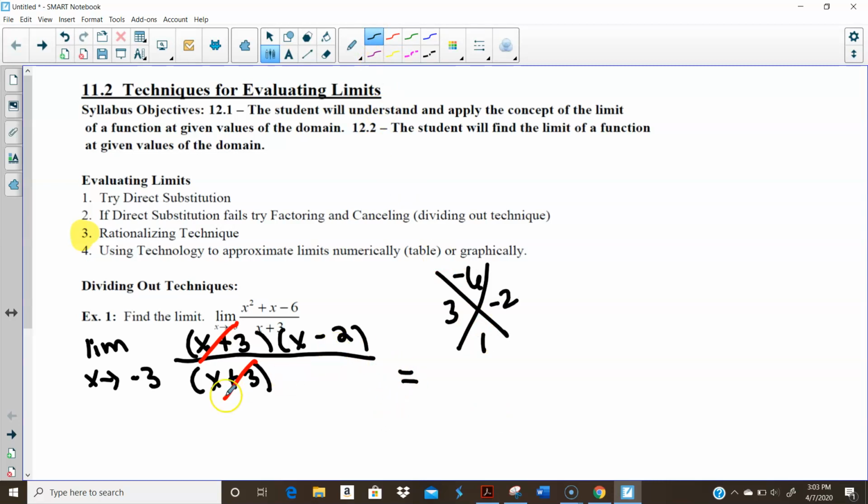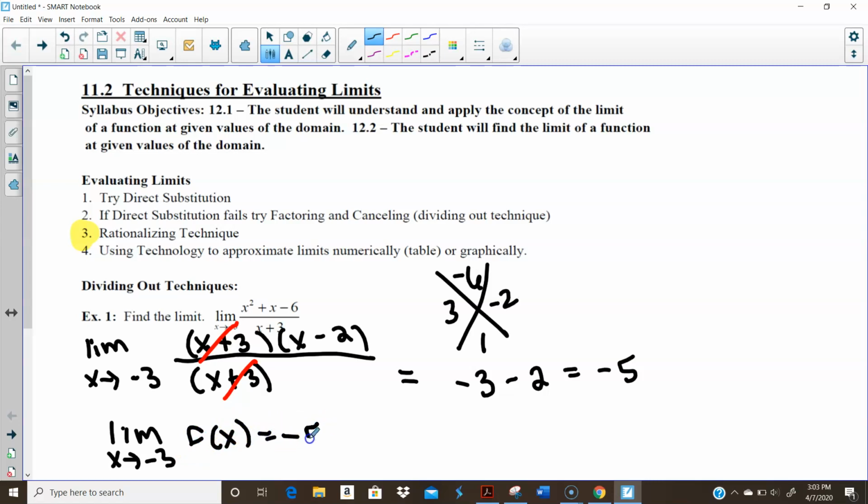So I will substitute in the limit of x approaching negative 3 in here for x. So this is going to be negative 3 subtract 2. And the answer is negative 5. Therefore, the limit as x approaches negative 3 of this function, which I will refer to as f of x, is equal to negative 5.